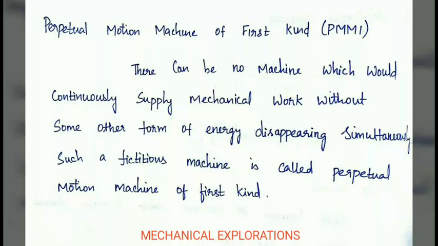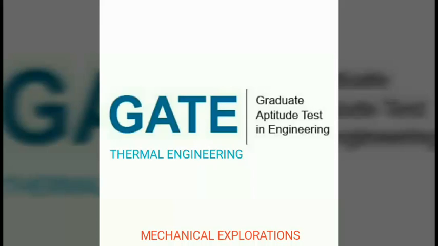Perpetual motion machine of the first kind. What is that? It is a machine that would continuously supply mechanical work without dissipating heat. Such a fictitious machine is called a perpetual motion machine, that is, a perpetual motion machine comes under the imaginary category. You have to remember what a perpetual motion machine is, for which it never supplies mechanical work without dissipating heat.